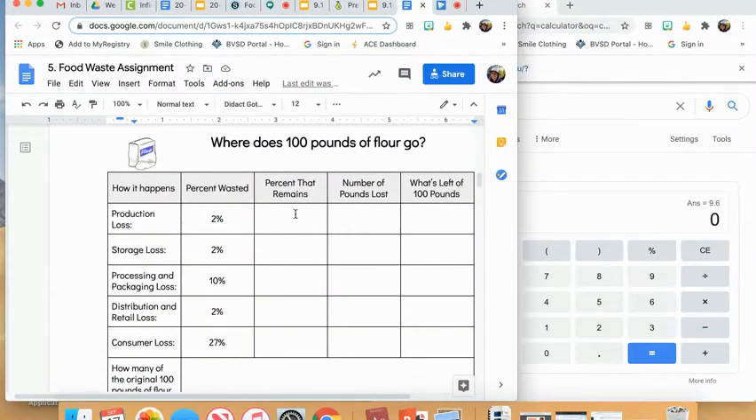I don't really think I need a calculator for this one. So if we take 100% minus 2%, there is 98% remaining after production. Again, 2% wasted, so there is 98% remaining after storage. 10% lost during processing and packaging, so 100 minus 10 is 90%. Distribution and retail loss also gets 2% wasted, so that would also be 98%. And then 27% is wasted by consumers, so 100 minus 27 is 73%.